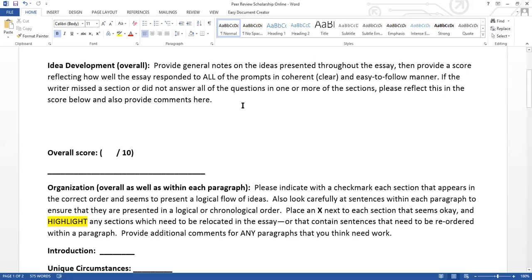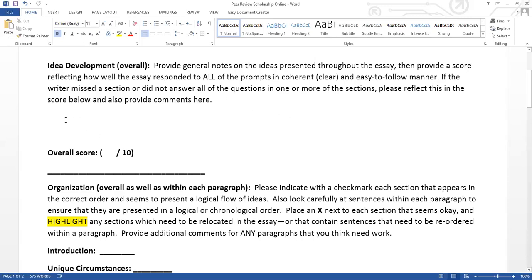Pay special attention. The instructions tell you to make sure that they responded to all of the prompts in a clear and easy to follow manner. If they missed a section, we need to note that. Also, if they did not answer all the questions in one or more of the sections, you need to note that as well. Some of those sections, such as academics and career, had 3 questions within the question. When you're reviewing, make sure they answered all 3 of those in each section. So pay careful attention to that part of it.